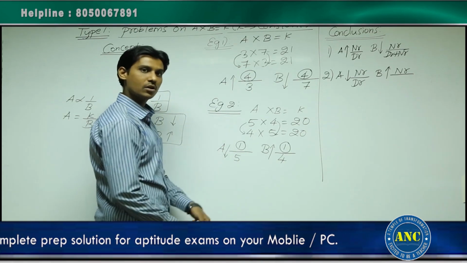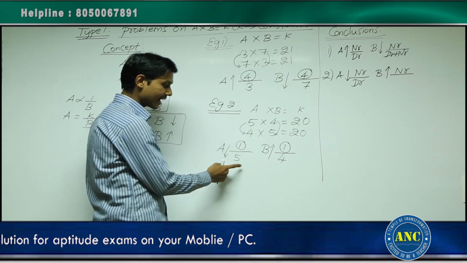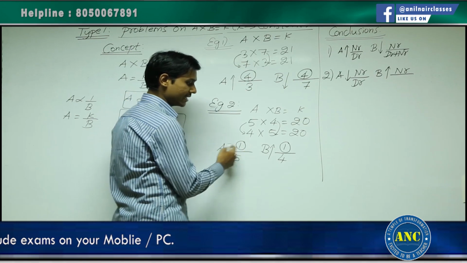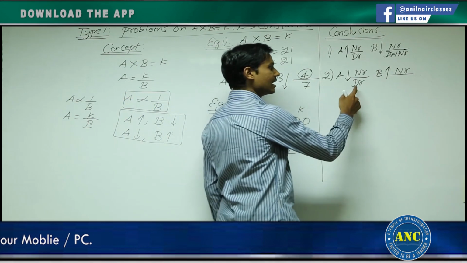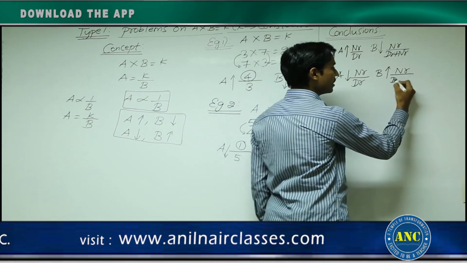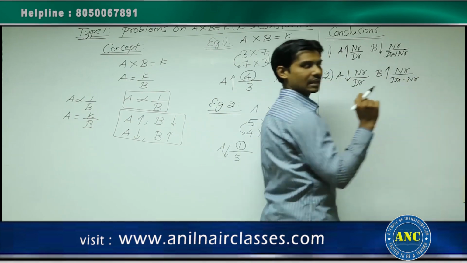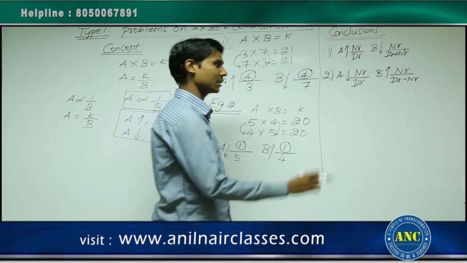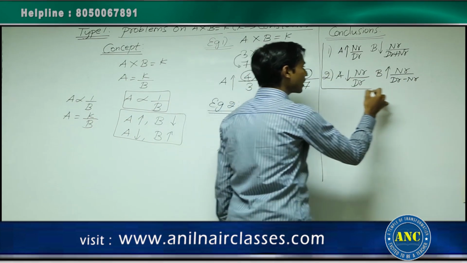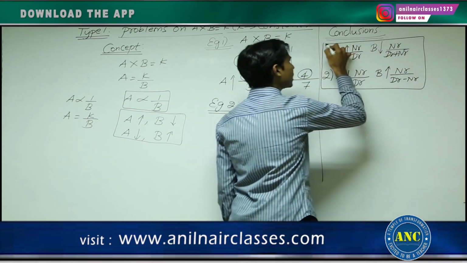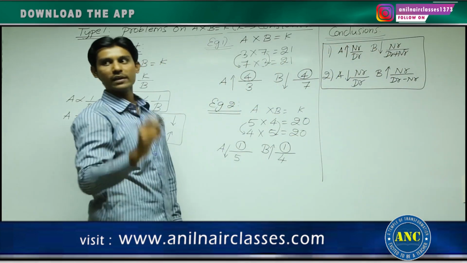What is 5 minus 1? 4 only, right? That means I can write it as 5 minus 1 of A. Here I can write it as dr minus nr of A. Here it should come as dr minus nr. Clear with the two conclusions? You need to remember these conclusions. Then you can solve questions very easily.